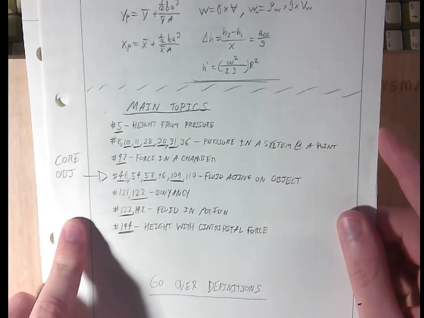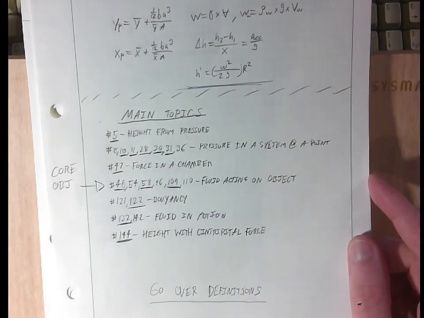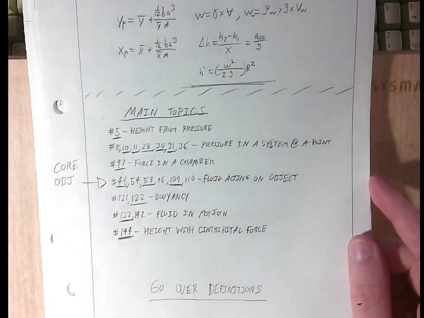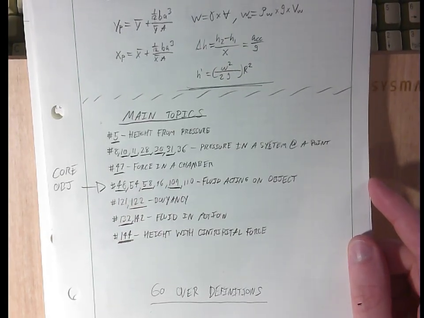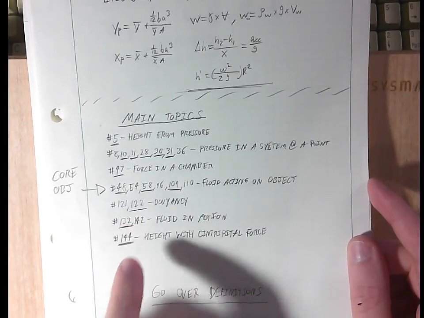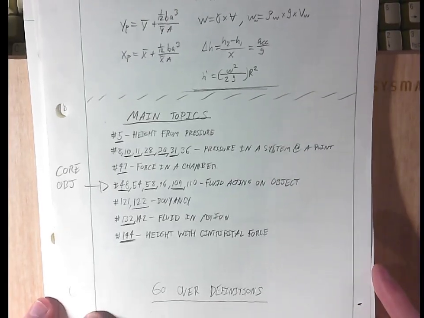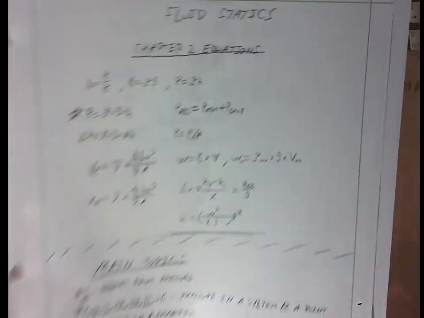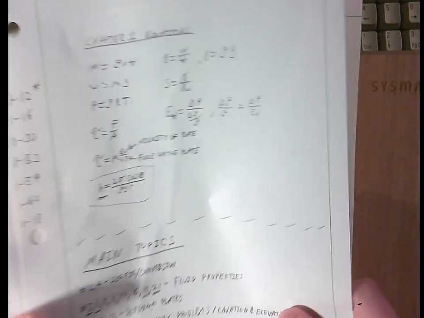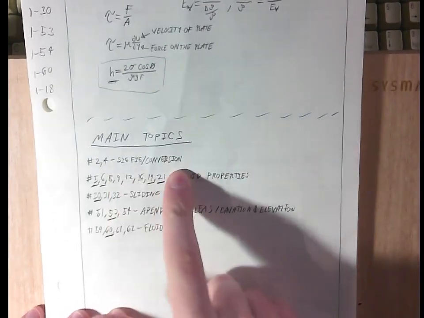Here we're going to have height from pressure, pressure in a system at a point, force in a chamber, fluids acting on an object. This is the big part of chapter 2, fluid statics. Buoyancy, fluid in motion, height with centrifugal force, and lastly we're going to go over some definitions. So I want to just hit on one of each, except for sig-fig conversions.